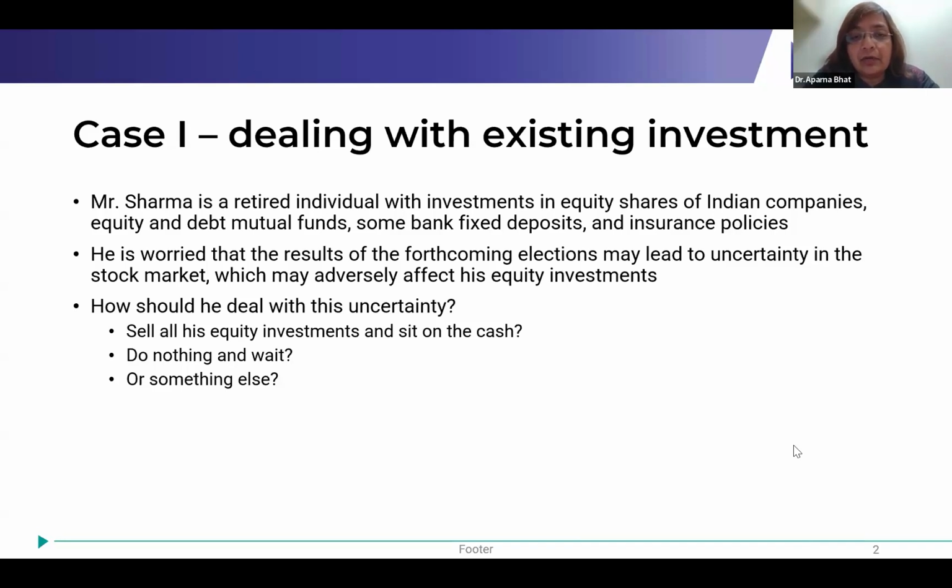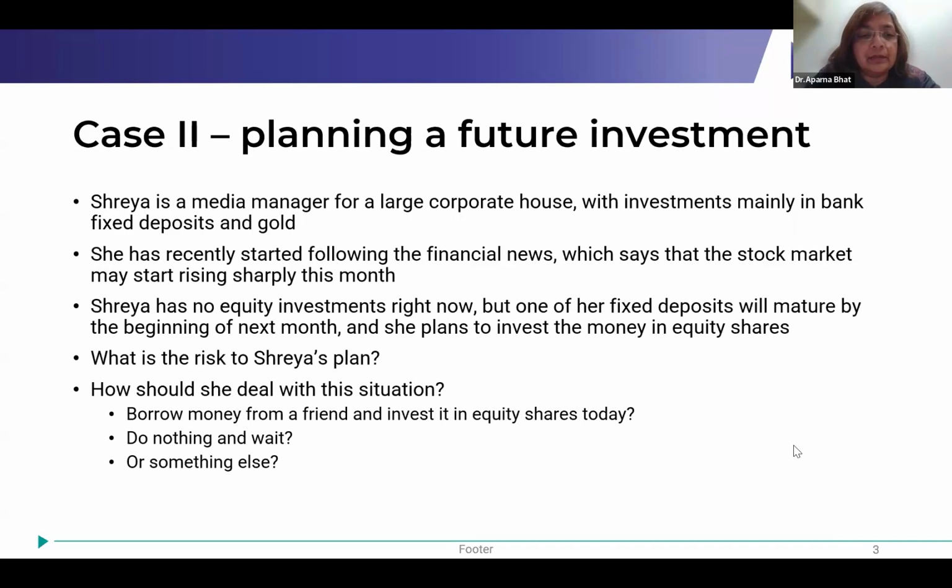So how does this investor deal with this? How should he deal with this uncertainty? Should he sell all his equity investments and sit on cash? Should he do nothing and just wait for this volatile period to get over? Or should he do something else? Okay. So let's park these questions for a while and let's move on to the next case.